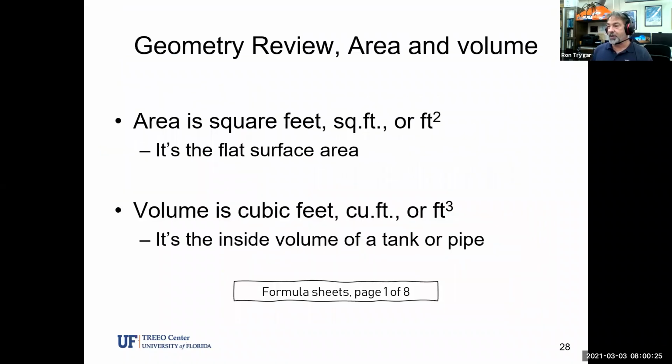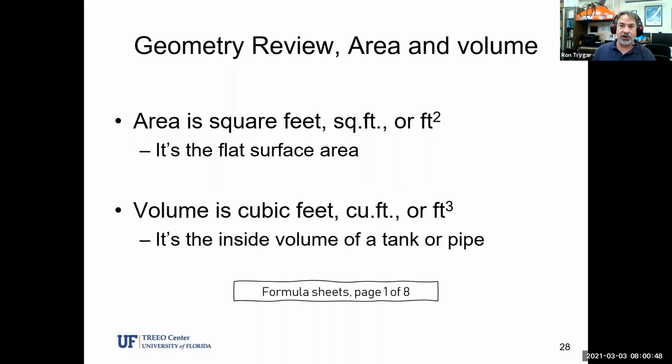So let's go into it. First is the discussion of how we show the units of measurement with things like area and volume. Area is known as square footage. Area is similar to if you're going to paint a wall of your house and you need to know the flat surface area. You need to know the area in square feet.